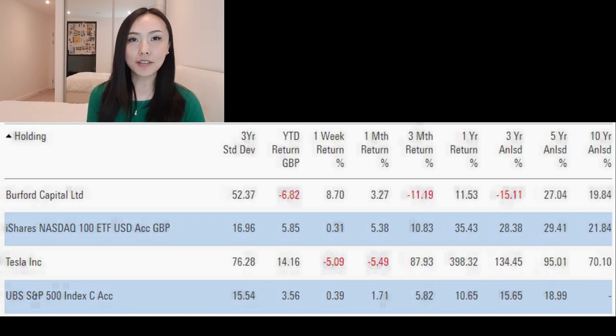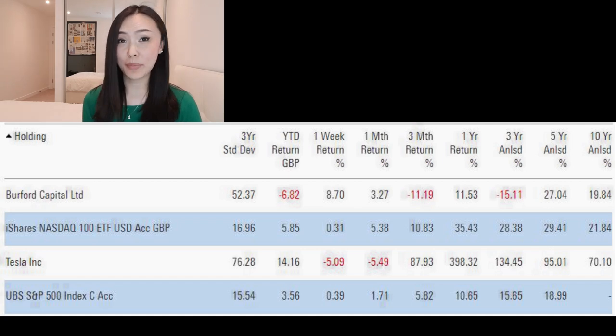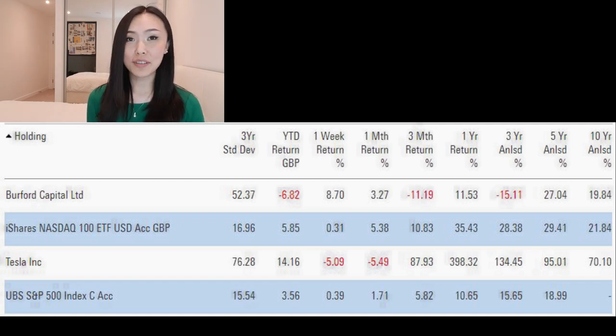Whether you're looking at a 1 year period, 3 year period, 5 year period, or even 10 year period. So if you had held Tesla for the last 10 years, you would have gained a return that's equivalent to 70% per year. That's huge.